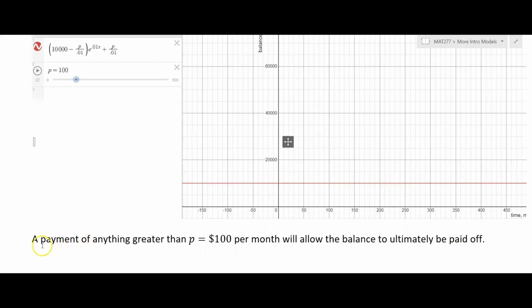And we'll just go ahead and end this by saying a payment of anything greater than p equals $100 per month will allow the balance to ultimately be paid off. So in this video, to recap, we've looked at some tank problems, we've worked with the bathtub analogy some more, and we've begun to look at parameterizing our models to conduct more robust, powerful analyses. In the next lesson, we will get into how we could have solved some of these questions a little bit more simply using some other techniques.